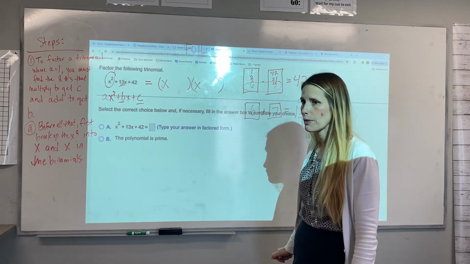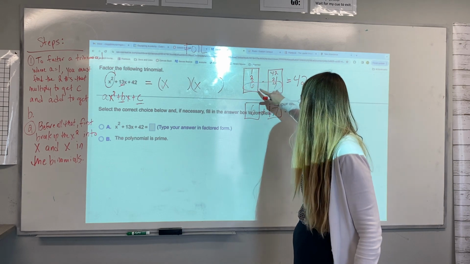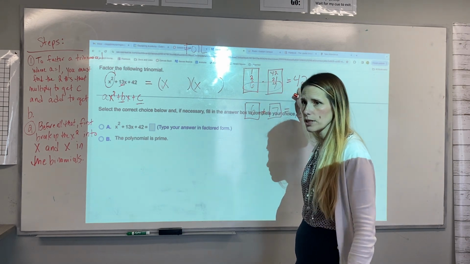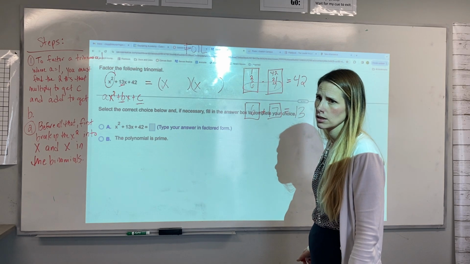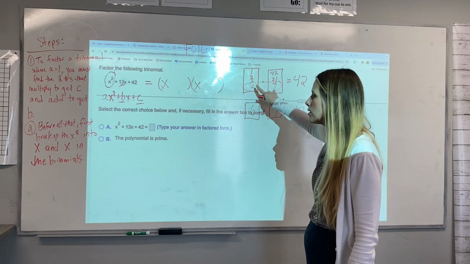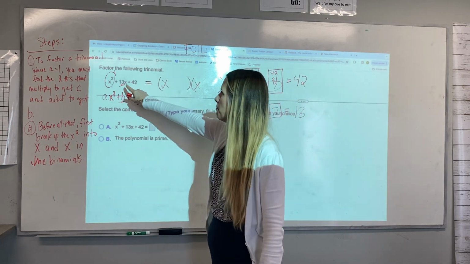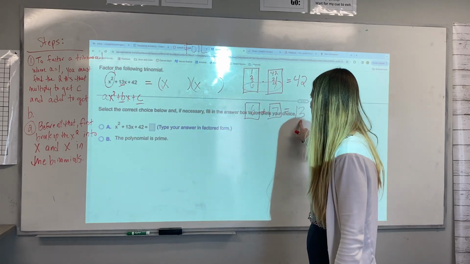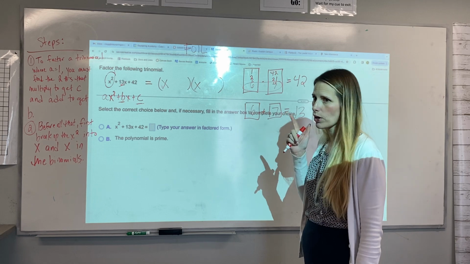How do we choose which pair is correct? They all work to multiply to get 42. You go to which one equals 13. You say which one of these pairs will also add up to get the middle number, 13. Only one of them will work, and it's every time, only one of them will work.